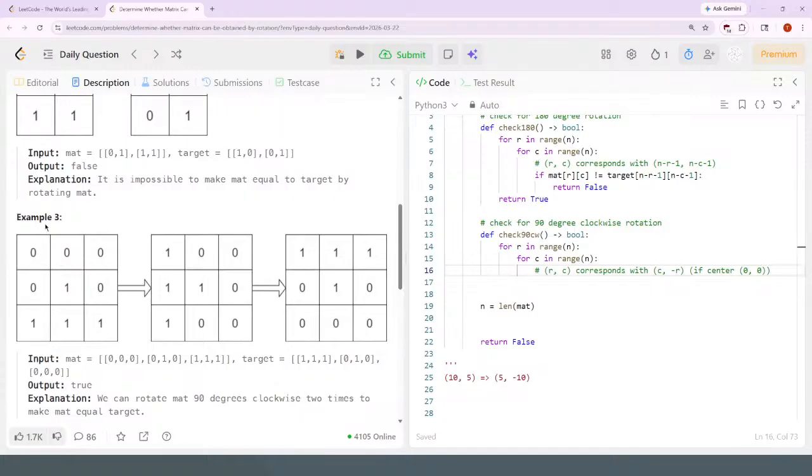So 0, 0 corresponds to 0, 2, and 0, 2 corresponds to 2, 0, or 2, 2. Oh, my poor non-linear algebra brain. At one point in time, I would have been able to do this pretty easily.